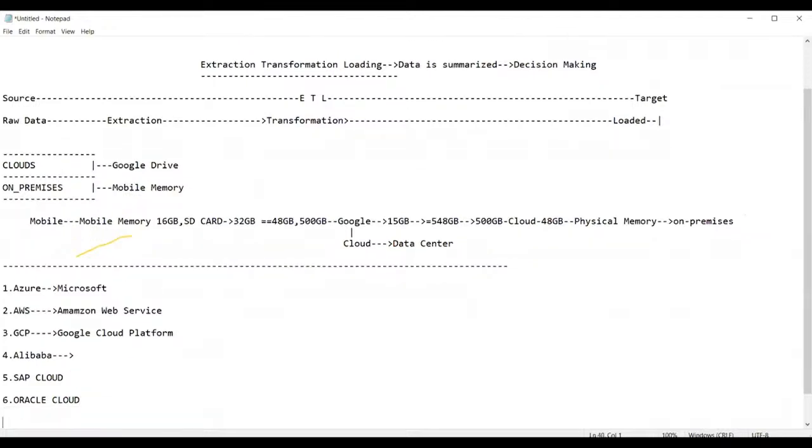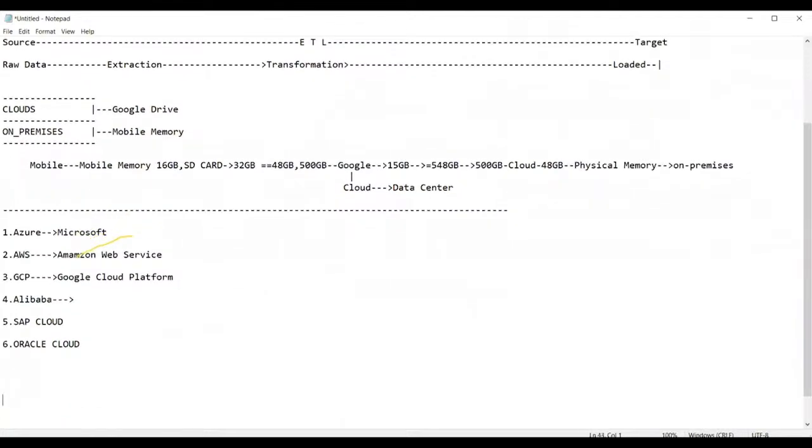Now, guys, these cloud services are basically classified or divided into three categories. What are they? The first one is IaaS. IaaS means what, guys? IaaS stands for Infrastructure.